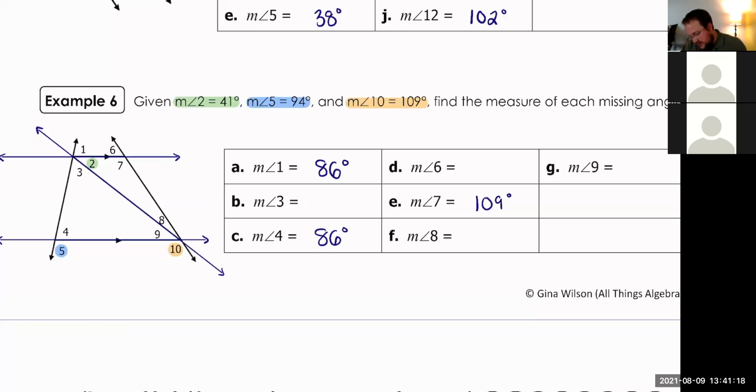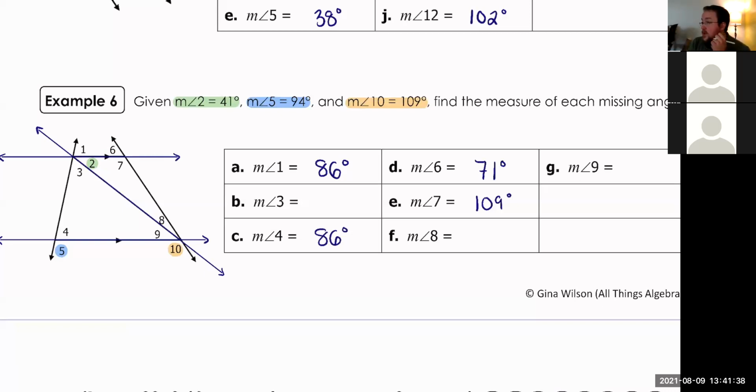I'm going to jump back over here to my angle 7 that we just found moments ago. Angle 7, we said, was 109 degrees. 6 and 7 are a linear pair. So if I took 109 from 180, we would get 71 degrees.